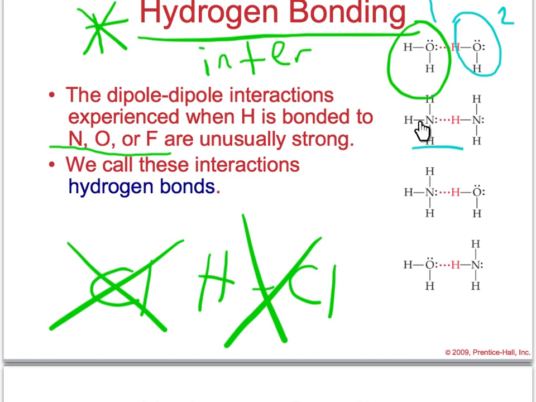What is this bond called? Covalent. This is called a covalent bond. It is not hydrogen bonding. Hydrogen bonding is between this nitrogen and this hydrogen, and it's very, very strong. But a covalent bond is stronger than hydrogen bonding because that is intra.